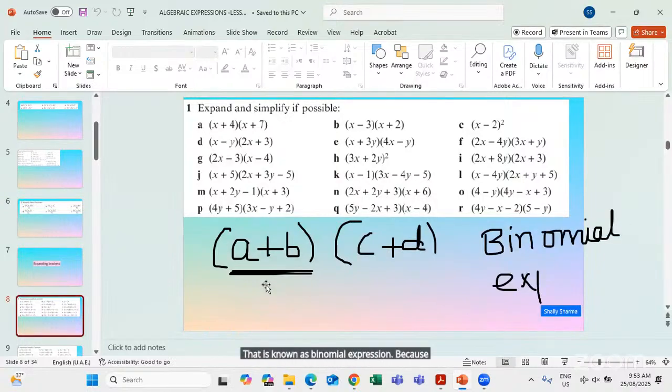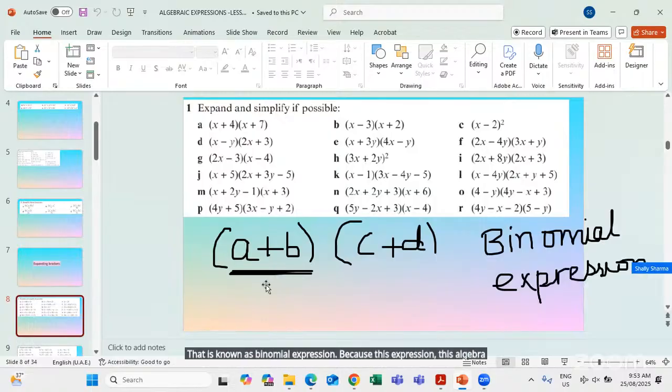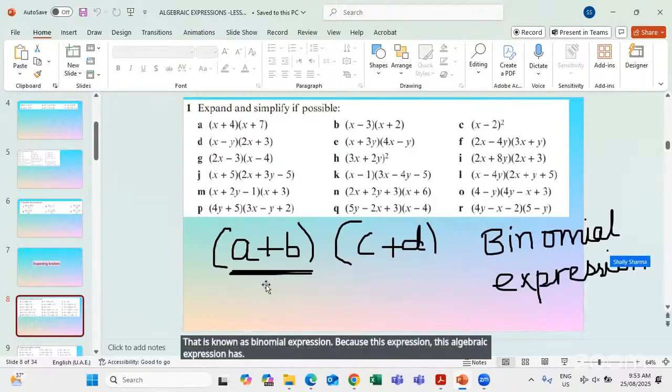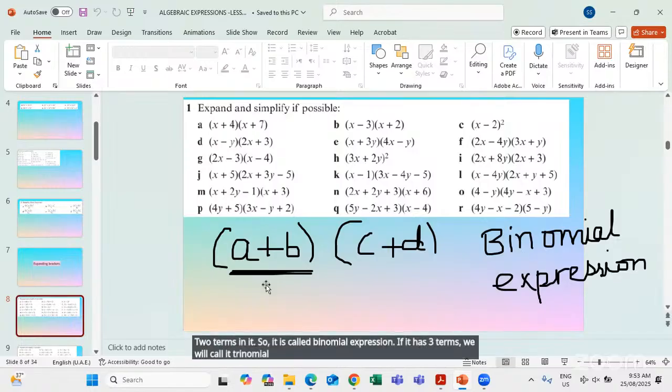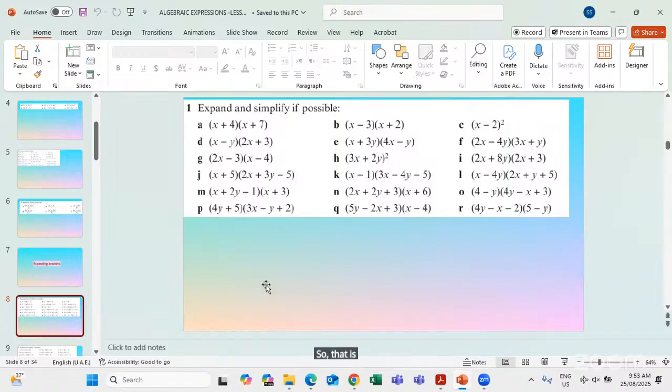Because this algebraic expression has two terms in it, it is called a binomial expression. If it has three terms, we will call it a trinomial expression. So that is a new vocabulary word here in maths for you.